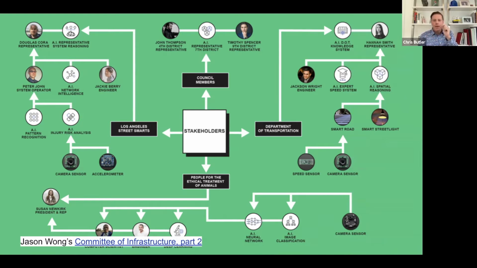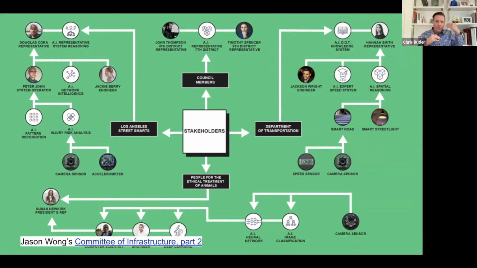So in this case, it's not only the council members, but also the Department of Transportation. They have a bunch of information about intersections that they're collecting all the time that can create predictive models. But we're also now including street smarts and the people for the ethical treatment of animals, in the way that animals are impacted by these intersections in some way. And so all of these different groups have different models that are making arguments for different cases based on what they're trying to represent.